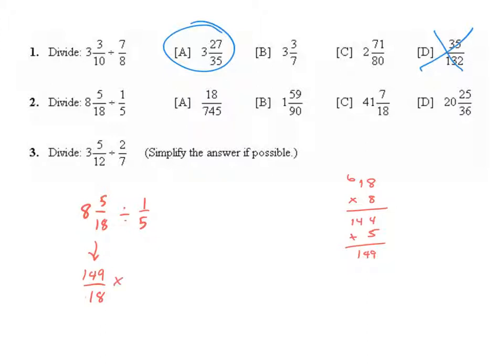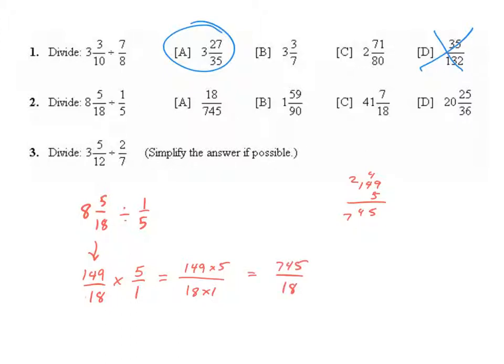We're going to now multiply by the reciprocal of 1/5, which is 5 over 1, and look for opportunities to cross simplify. Unfortunately, there aren't any here. So the problem is 149 times 5 over 18 times 1. So 149 times 5 is 745 over 18. We will change this to a mixed number by dividing.